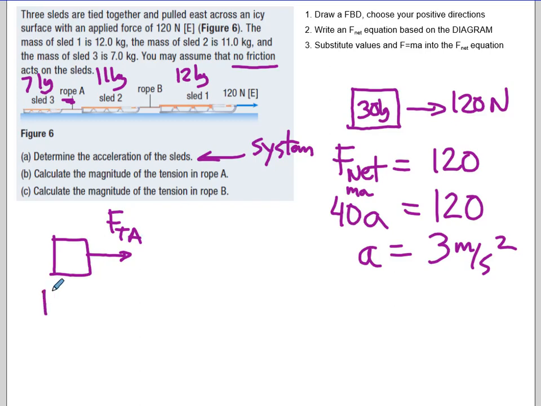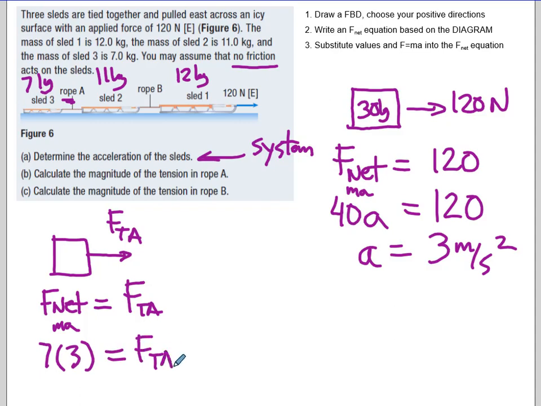If I write an FNet statement for that, FNet equals FTA. There's no friction in this problem. If there was friction, I'd have to have more terms. Once I'm there, I just have to substitute in the information. FNet can be replaced with MA. The mass of sled 3 is 7. The acceleration we found for the system is 3. Therefore, the tension force in A, by the time I multiply that out, should be 21 newtons.